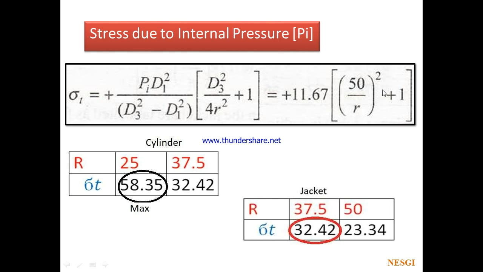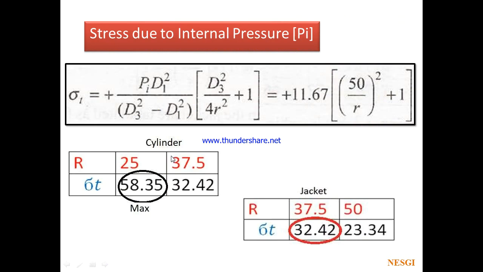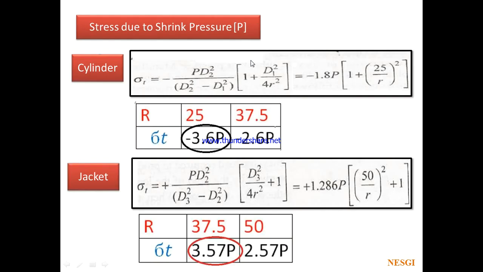So this is the formula, already we know this. So substitute the value of R, that is 25, you will get 58.35. Next at 37.5, means at the outer diameter of the inner cylinder, 32.42 MPa, and for jacket it is 32.42 and 23.34 megapascal. So this is the tangential stress due to internal pressure.